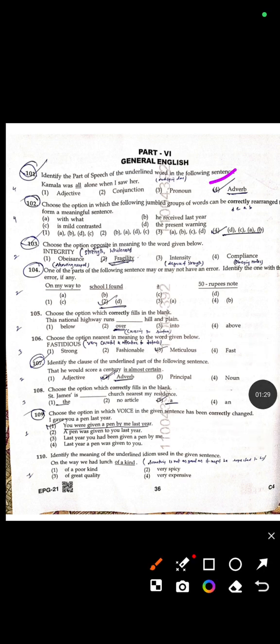Next, third one is "integrity". It's opposite. So first of all, the meaning of integrity is strength or wholeness. Okay, so its opposite is fragility. Fragility means, generally, breaking into different parts. And there are other words. Obeisance means showing respect. Intensity means degree of strength. Compliance means obeying rules.